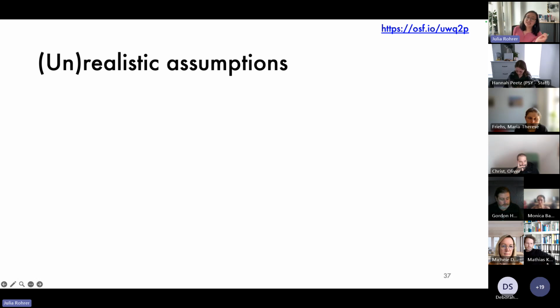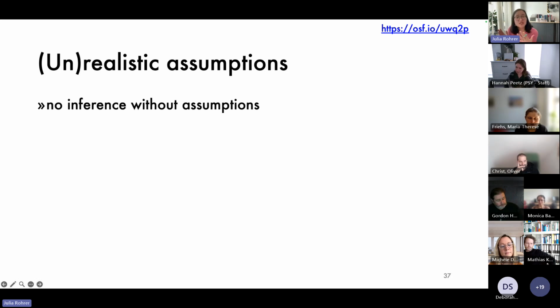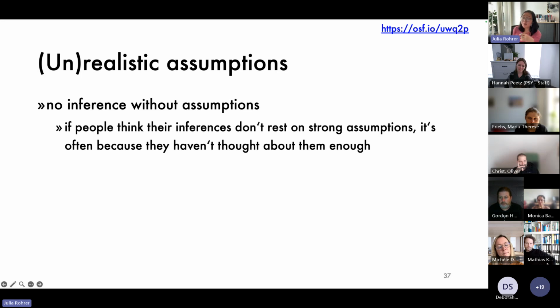So considering unrealistic assumptions, I think it's important to realize that there are no inferences without underlying assumptions. And I know that people like to think that their inferences don't rest on strong assumptions, but I think that's usually a situation where they haven't thought about them enough. So I often see people that report experimental findings and then they say X affects Y, but then if you look at the study, X is like some vignette study. So the link to the actual cause of interest is extremely indirect. And so you might have something that is in the study causally identified, but it has nothing to do with the causal effect of interest. And it's just because people don't really think about the assumptions that go into the inference here.